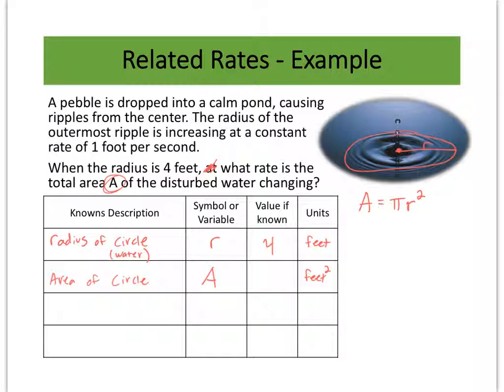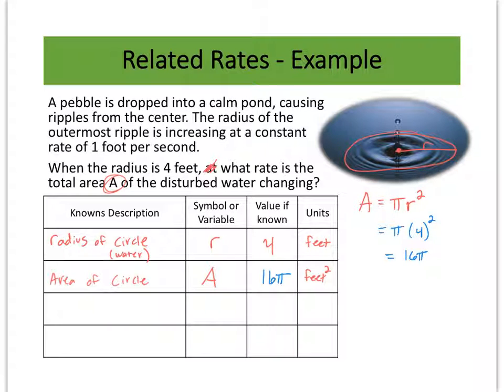So if the area is pi times the radius squared, and the radius is 4, the area is going to be 4 times 4, which is 16 pi. So I'm just going to write that in there because maybe I'll need that later.